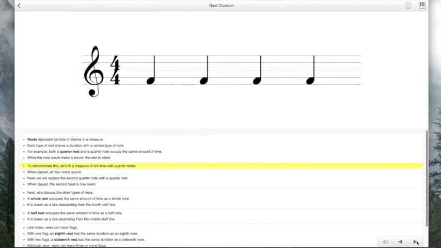So it says, to demonstrate this, let's fill a measure of 4/4 time with quarter notes. So 4/4 time means that we have 4 beats in a measure. We discuss time signature and simple meter in a separate video. Just keep in mind that there will be 4 quarter notes within this amount of space here. When played, all 4 notes sound.